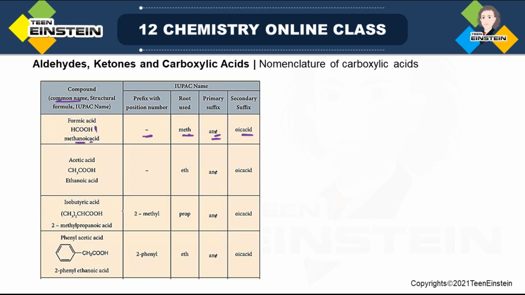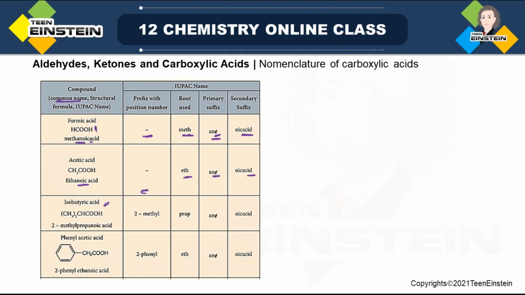Then the next member is acetic acid, but that is not the IUPAC name. The IUPAC name is ethanoic acid. Why is it so? No prefix, and the longest chain contains 2 carbons. So right now it is eth. It is an alkane derivative, but ultimately the E will be removed and we will write ethanoic acid.